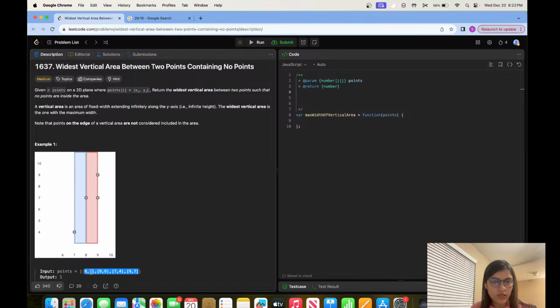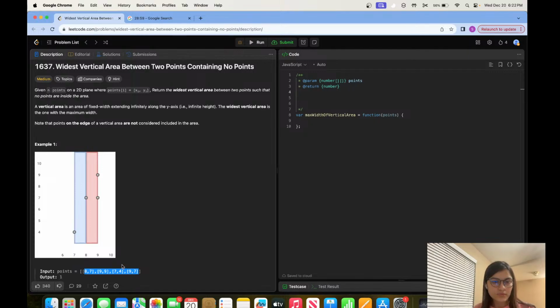Okay. A vertical area is an area fixed in width extending infinitely along the y-axis, infinite height. The widest vertical area is one with the maximum width. Note that points on the edge of the vertical area are not considered included in the area, okay?